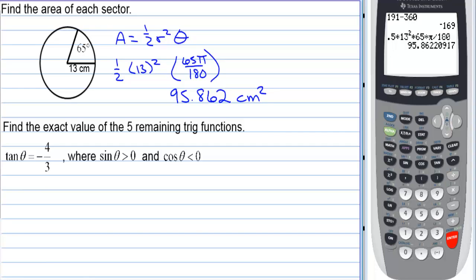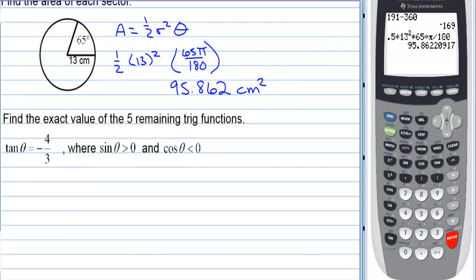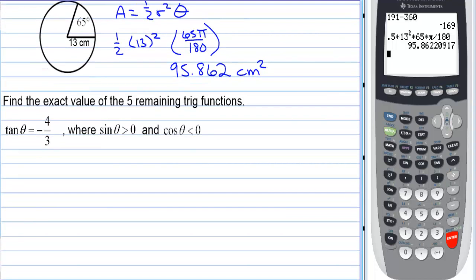Find the exact value of the 5 remaining trig functions. There's probably a couple ways we can do this. We could use 1 plus tangent squared equals secant squared, and then we could use sine squared plus cosine squared equals 1. But it'd probably be quicker just to use a right triangle.